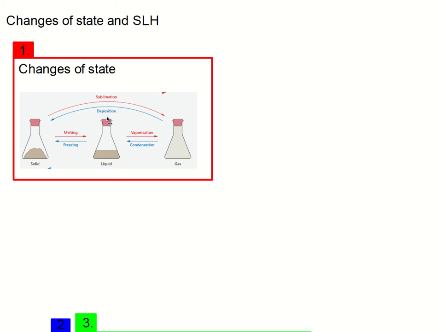2 other ones you may not have heard of, because it is possible for solids to turn straight into gases if the chemical is right. Iodine tends to do this. If you heat up from a solid to a gas, you get sublimation. So the solid will sublime into a gas. And then the opposite, when a gas turns into a solid, you get deposition.